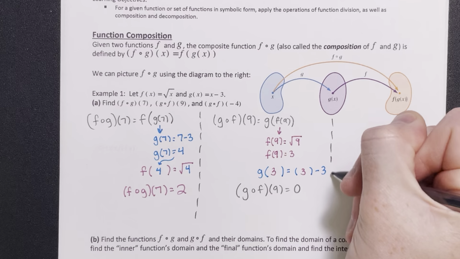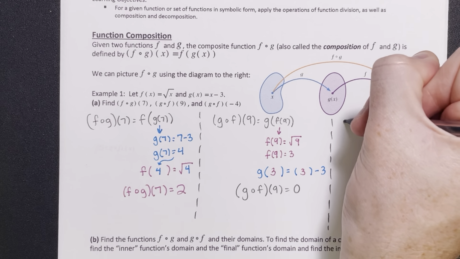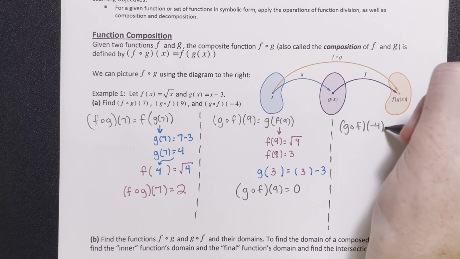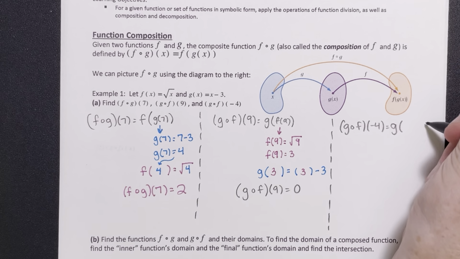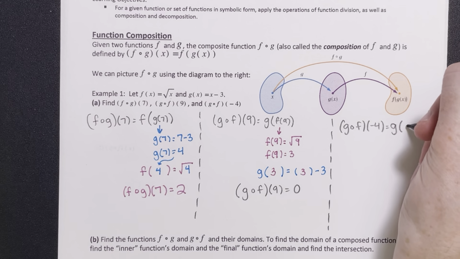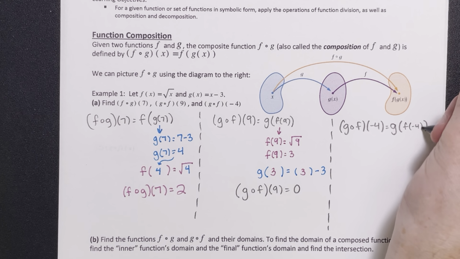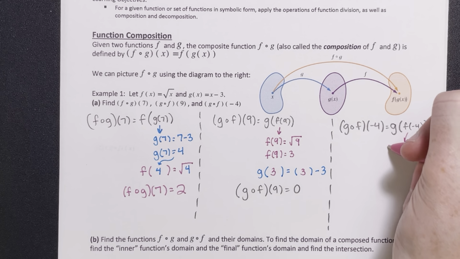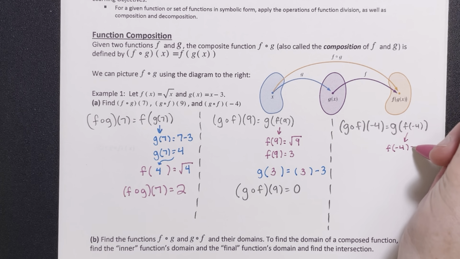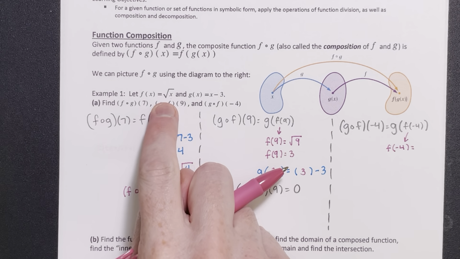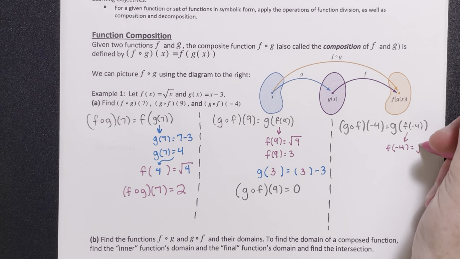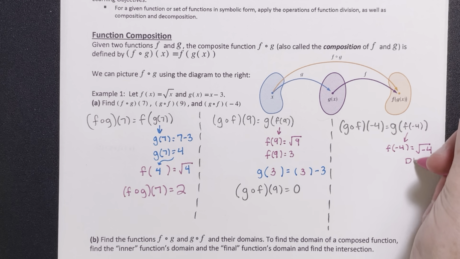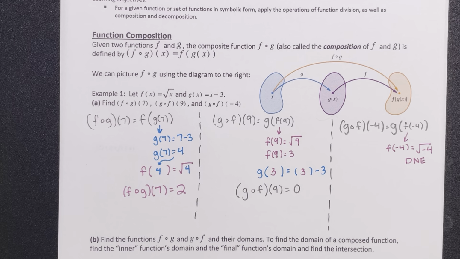The third one there says let's find g of f of negative 4. So we're taking the g function and putting f of negative 4 inside of it. So we want to start with f of negative 4. My f of x function is the square root of x. This ends up being the square root of negative 4, which doesn't exist. This is a non-real number.